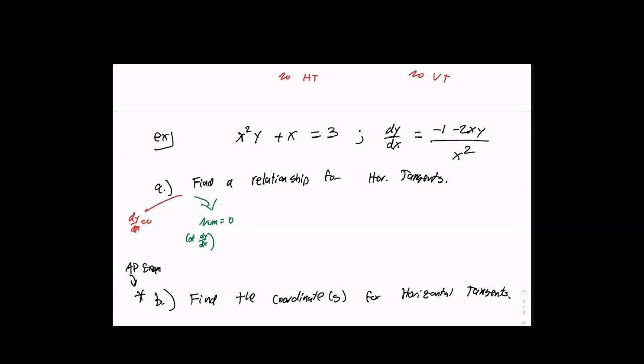So what am I going to write down on my paper to get credit on the AP exam? What is the numerator of the derivative? What is the numerator of the derivative? Negative 1 minus 2xy. Perfect. And we set that equal to 0.